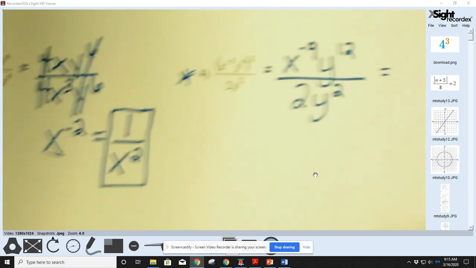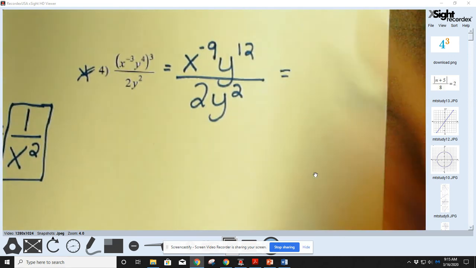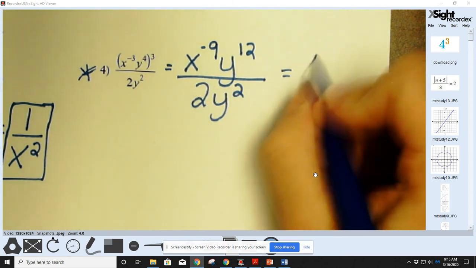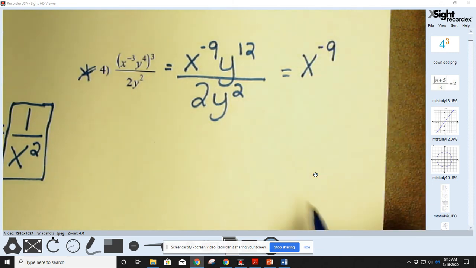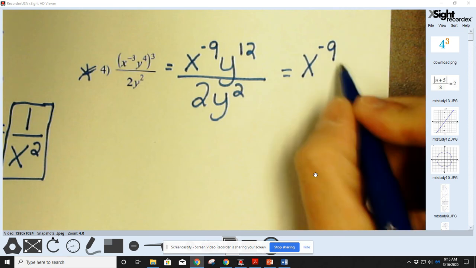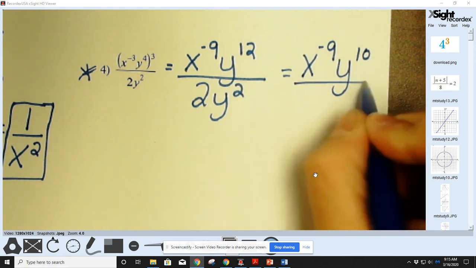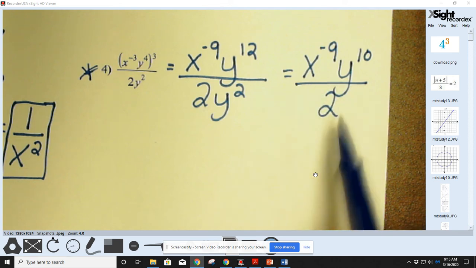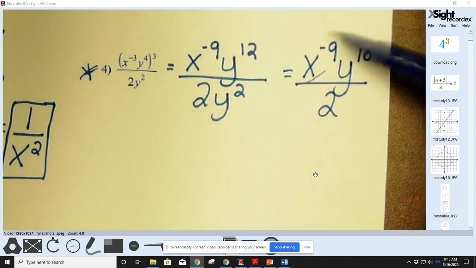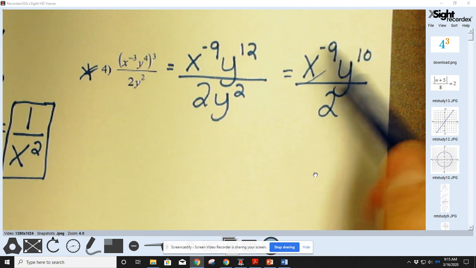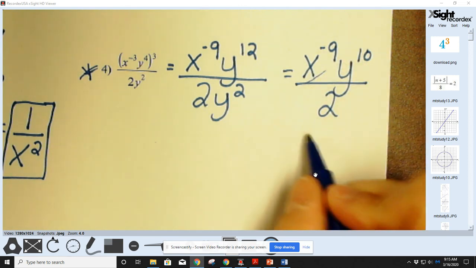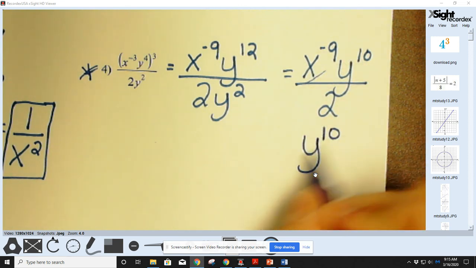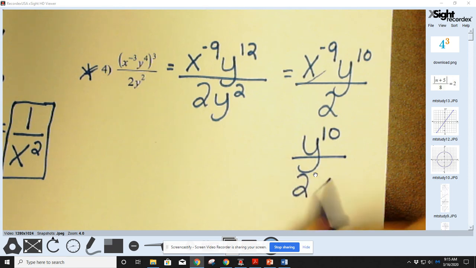Now I've got to use the quotient rule. So I don't have an x on the bottom, so x to the negative 9th stays the same. 12 minus 2 gives me 10 over 2. Only thing I have to do now, because I've got this negative exponent, is move x to the 9th to the bottom. So my answer would be y to the 10th over 2x to the 9th.